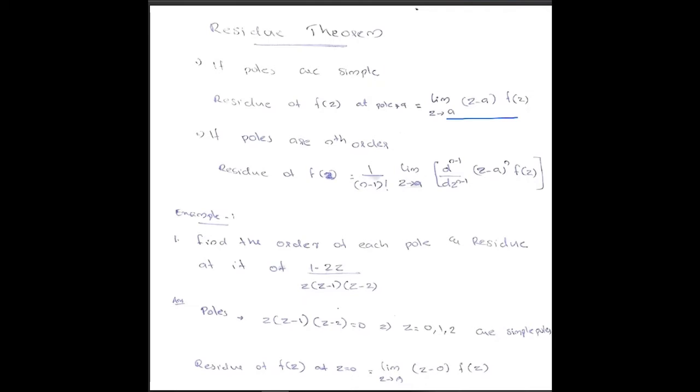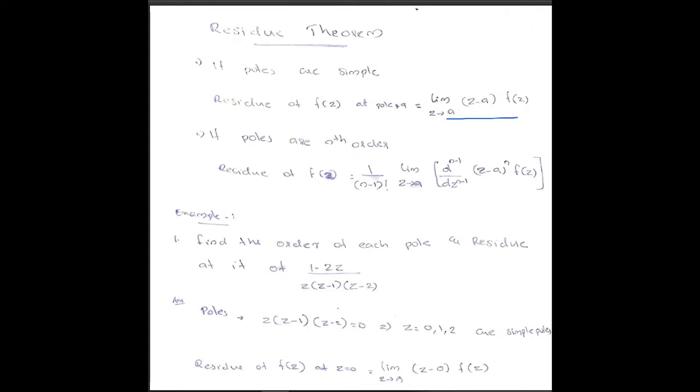So we are discussing the residue theorem. There are two methods: the poles are simple, or the poles are of nth order. If the poles are simple, the residue of f(z) at the pole a is equal to the limit as z tends to a of (z minus a) f(z). And if the poles are of nth order, the residue of f(z) is equal to 1 by (n minus 1) factorial into the limit as z tends to a of d^(n-1)/dz^(n-1) of (z minus a)^n f(z) at z equal to a.